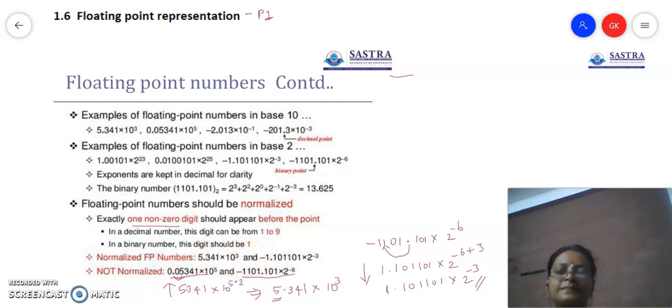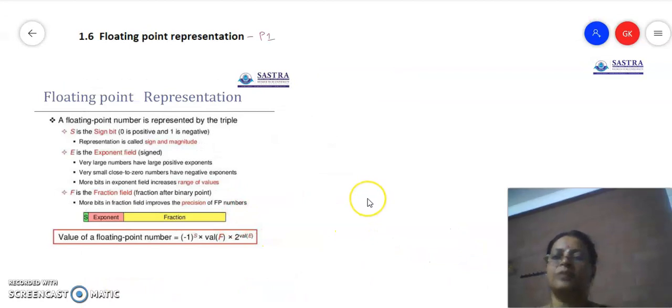Okay, now we will discuss how these floating point numbers are going to be represented by a triplet. Any floating point representation will have three components. One is called the sign component, another one is the exponent, and then the fraction. So S is going to be the sign bit, and the sign bit can be 0 for positive numbers and 1 for negative numbers. This representation, I think we have already discussed, is the signed magnitude representation. So we will just have the sign for the exponent, okay, for the fraction part.